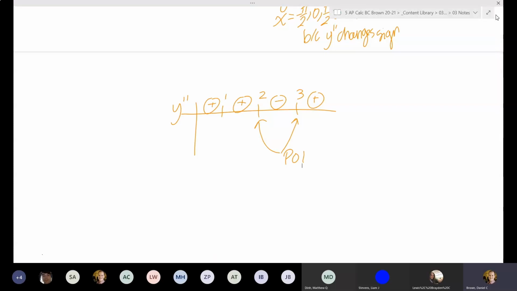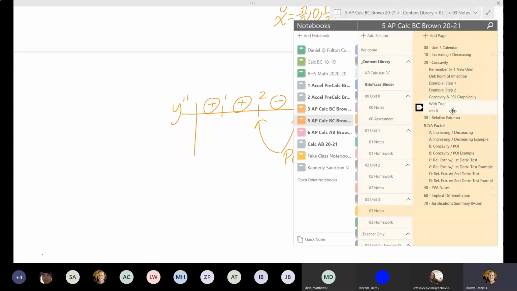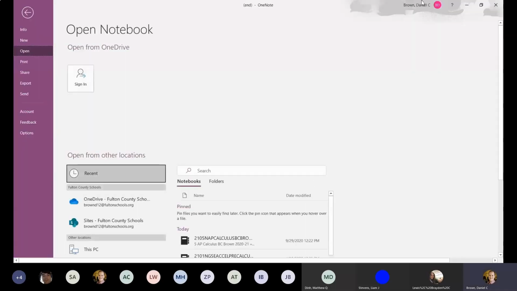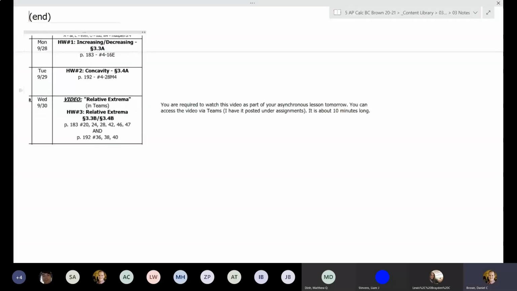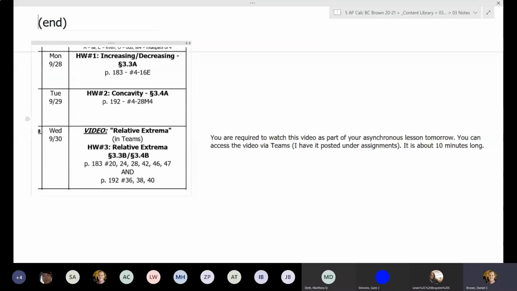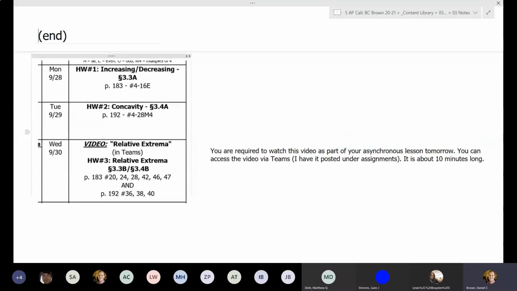So your assignment for today is to work on homework. I assigned homework 1 yesterday, dealing with intervals of increasing and decreasing. I'm assigning homework 2 tonight. Please note that that's multiples of 4, so it's really not that many problems once you get started. And some of those actually have pretty easy second derivatives to find.